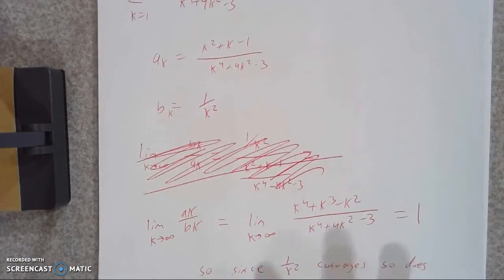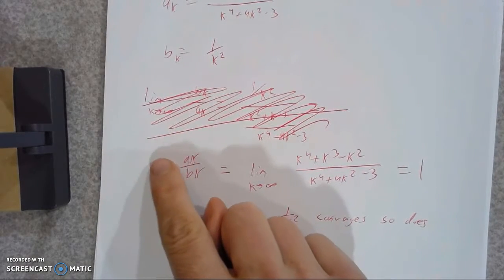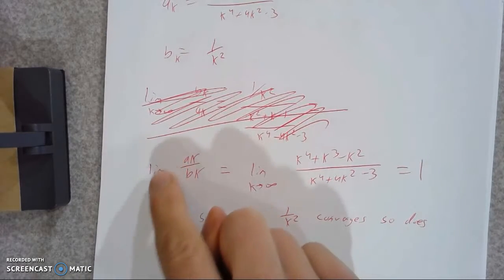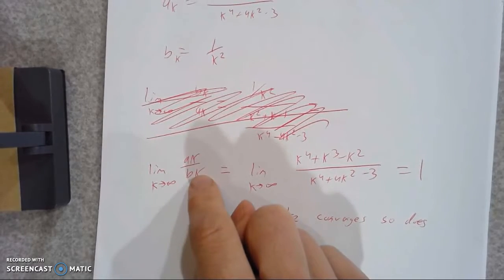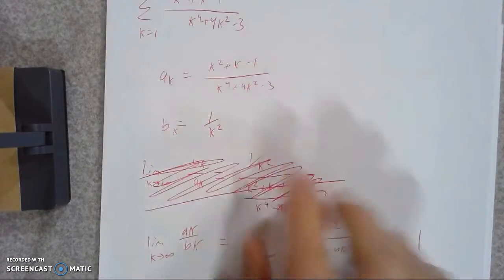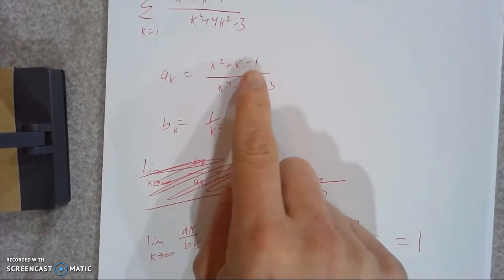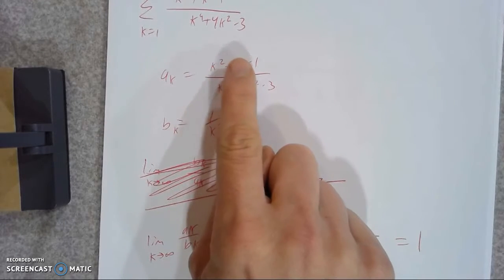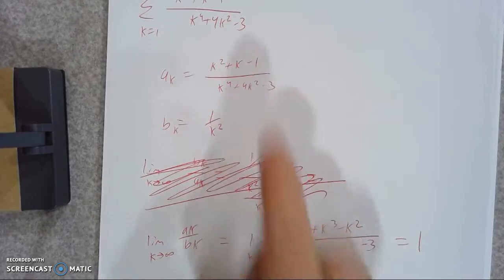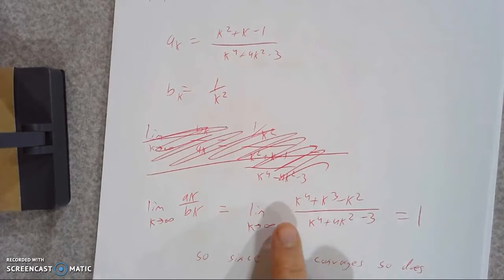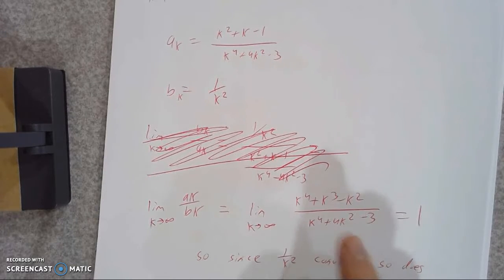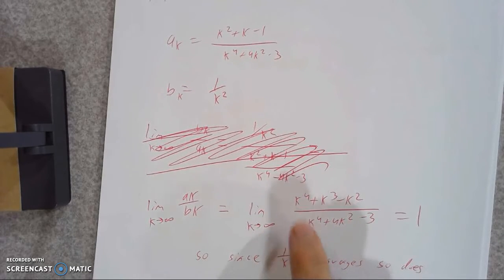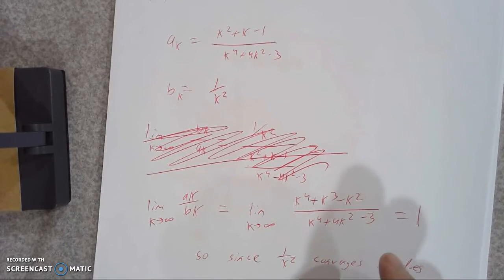So what I need to do is look at the ratio of those and its limit. I'm looking at the limit as k goes to infinity of a_k over b_k. If you divide a_k by b_k, that's the same thing as multiplying a_k by k squared over 1, which means we're going to get k to the 4th plus k cubed minus k squared over k to the 4th plus 4k squared minus 3. That limit is 1 because we just end up with the ratio of these leading coefficients. So that limit is 1.